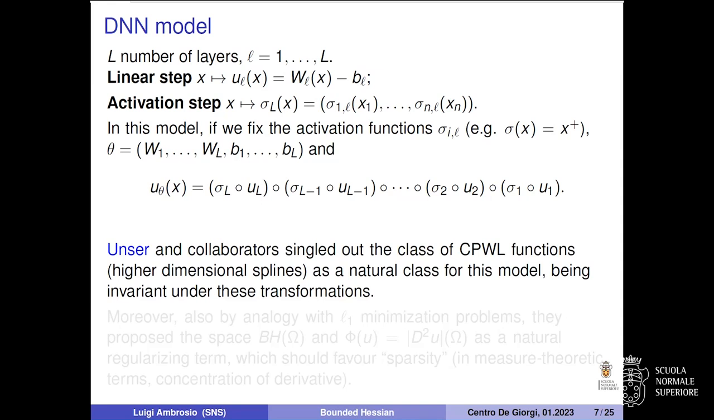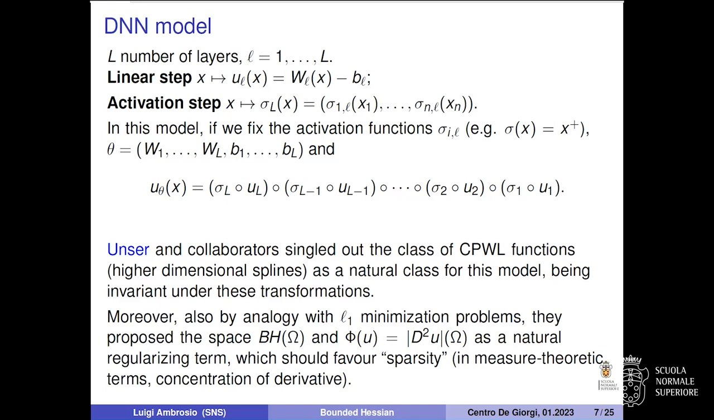And so Unser and collaborators single out the class of CPWL functions, which you can think of as higher dimensional versions of splines, the one-dimensional piecewise affine functions, as a natural class for this model. Why? Because in some sense, if you look for the simplest class which is invariant under all these transformations, the simplest class you can imagine is precisely the CPWL class, even if you start from a smooth function.